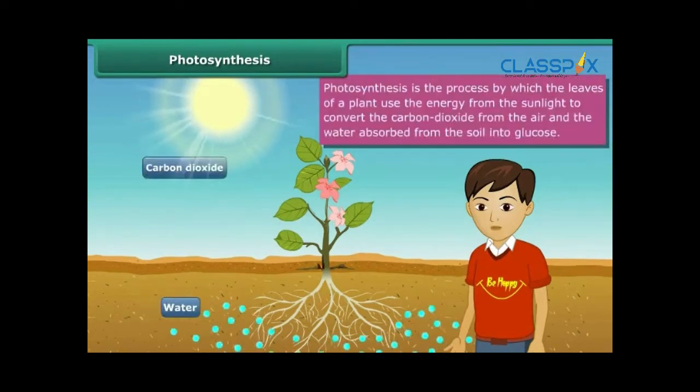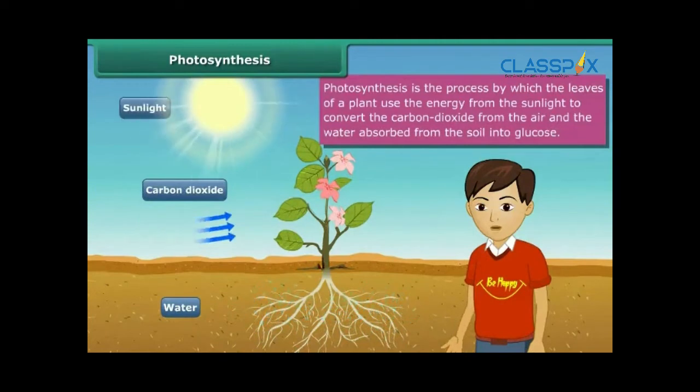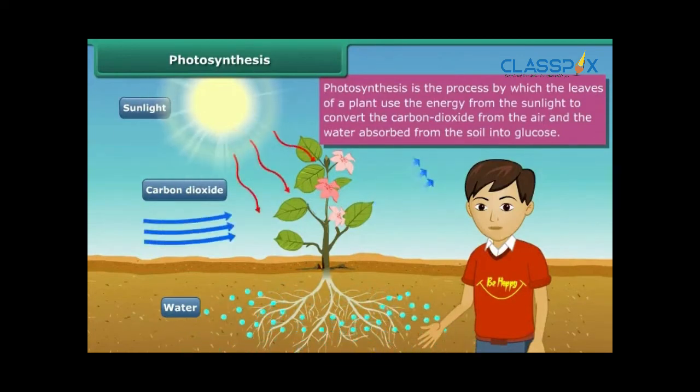In this process, the leaves of a plant use the energy from the sunlight to convert the carbon dioxide absorbed from the air and the water absorbed from the soil into glucose. The food prepared by leaves is then transported to the different parts of the plant.